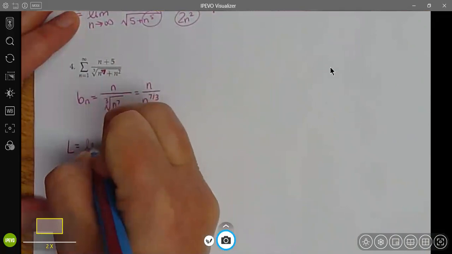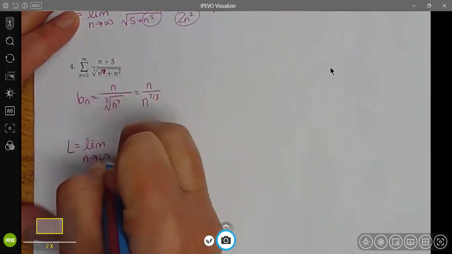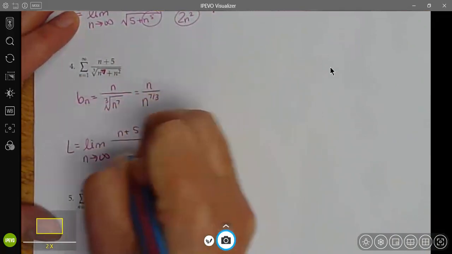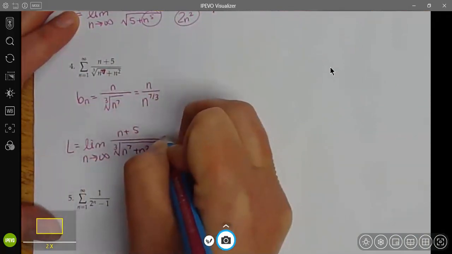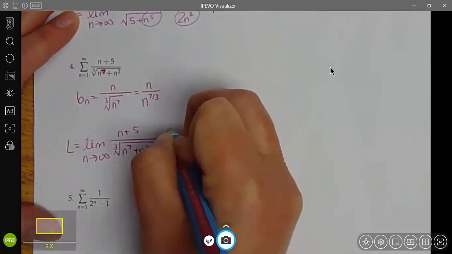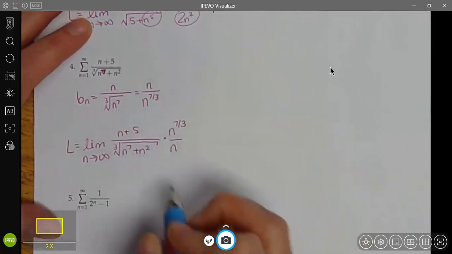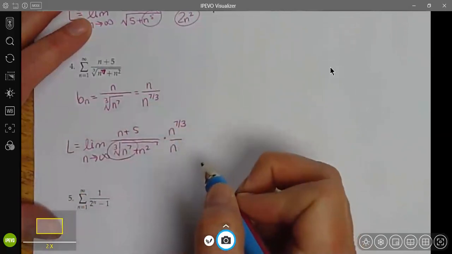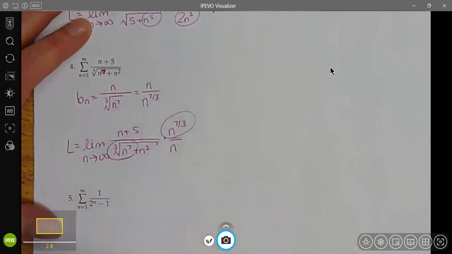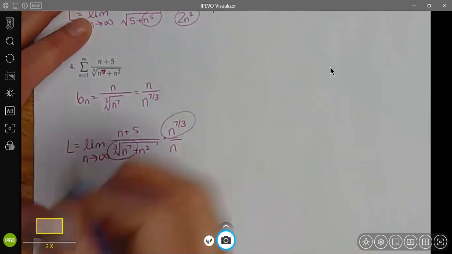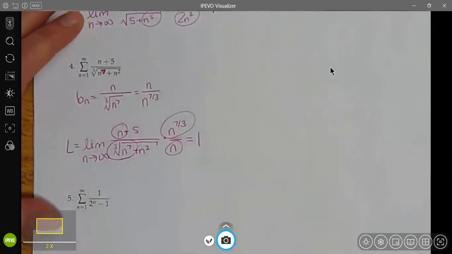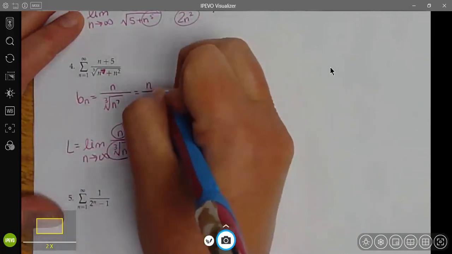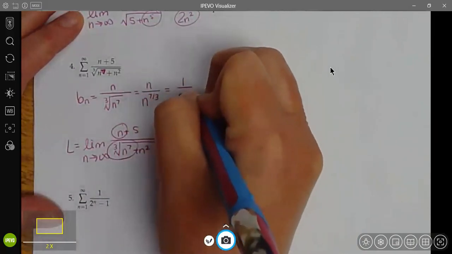So L is going to be the limit as n goes to infinity of n plus 5 over the cube root of n to the 7th plus n squared, times, I'll put an n in the denominator and an n to the 7/3 up in the numerator. So again, this n to the 7th cube root and the n to the 7/3 are my leading terms, so those will cancel to make a 1. Then the n and the n also give me a 1, so my limit is 1. And let's simplify our b sub n. So n over n to the 7/3 is 1 over n to the 4/3.